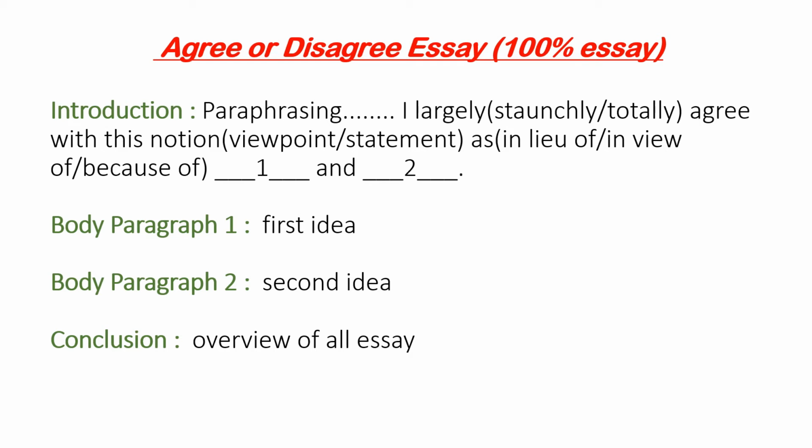Remember, these 1 and 2 are the hints to the examiner that you are describing these points in your further essay. Now, in your body paragraph 1, you have to explain your first idea, and in your body paragraph 2, you have to explain your second idea, and in conclusion, you will give the overview of the whole essay. Remember guys, if you want to know how to frame your body paragraph, it is another video which I will give you the link in the description box. This is the way to write agree or disagree essay to score 7 plus bands.